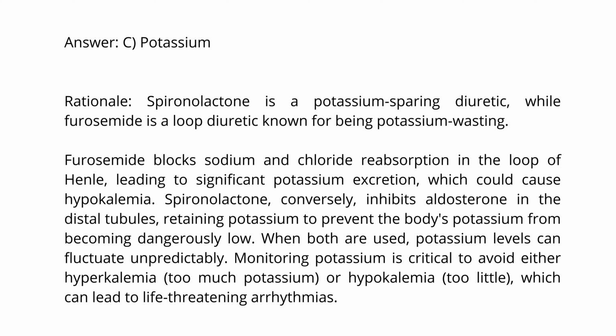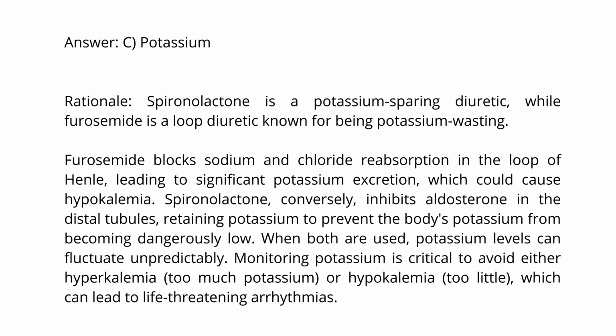Potassium. Rationale: spironolactone is a potassium-sparing diuretic, while furosemide is a loop diuretic known for being potassium-wasting. Furosemide blocks sodium and chloride reabsorption in the loop of Henle, leading to significant potassium excretion, which could cause hypokalemia. Spironolactone, conversely, inhibits aldosterone in the distal tubules, retaining potassium to prevent the body's potassium from becoming dangerously low. When both are used, potassium levels can fluctuate unpredictably.